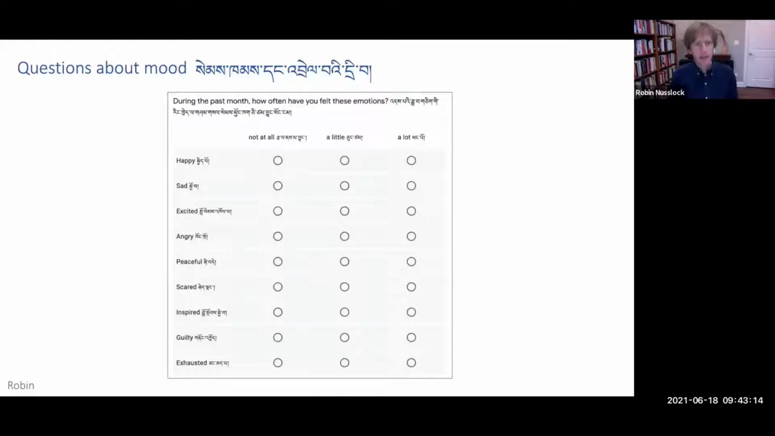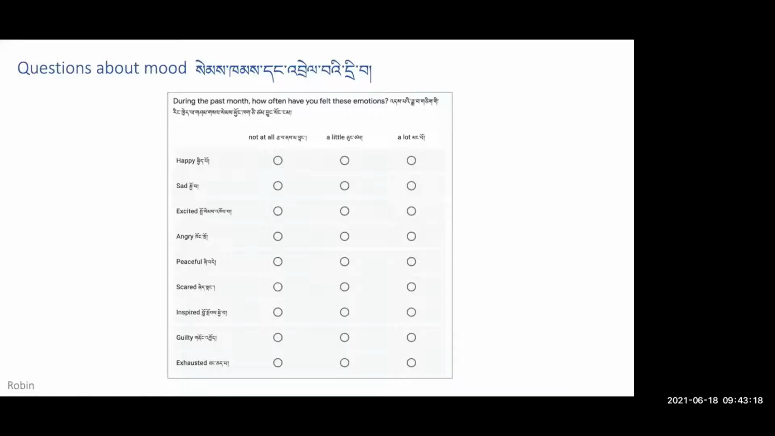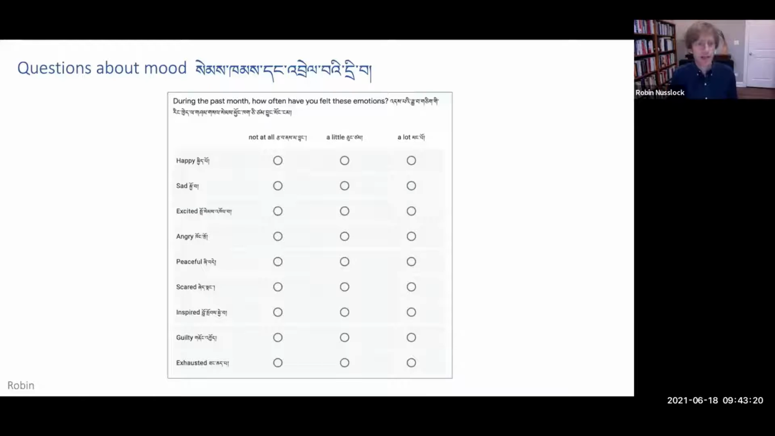But that doesn't mean that it necessarily translates to other societies. So a question that we have is, are there certain emotions that you think we should have added to this questionnaire that were not included on this questionnaire?